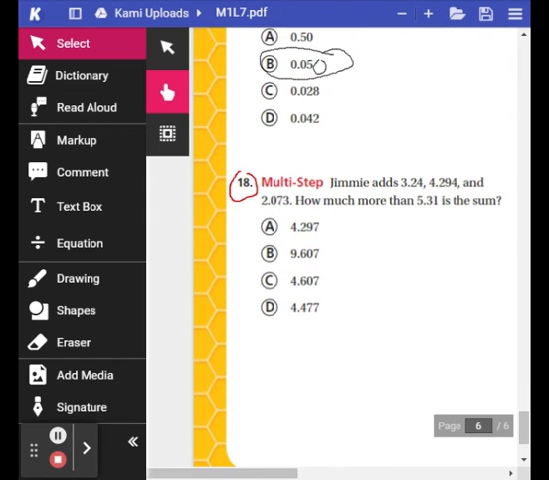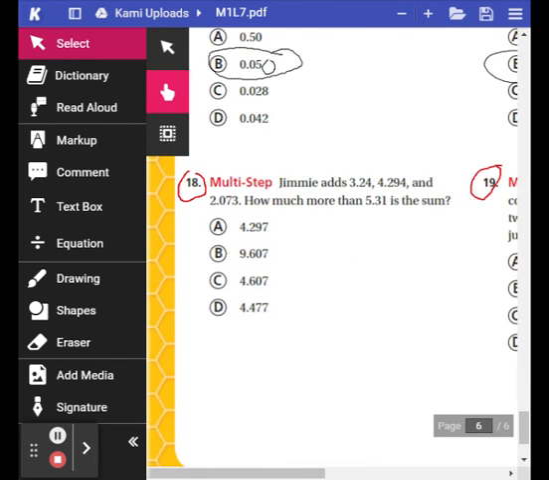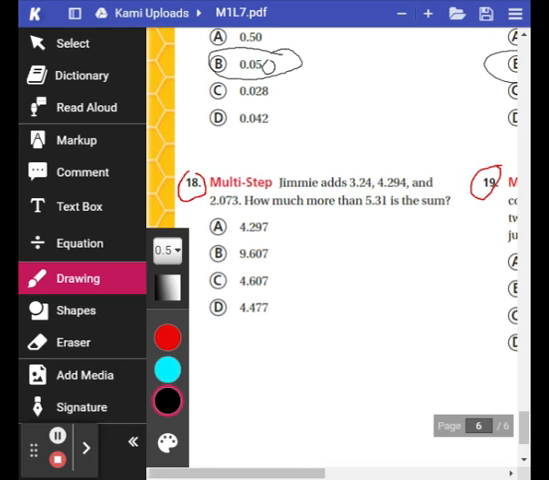Most of them have been the single step, but there were a couple of multi-step ones. So Jimmy adds 3 and 24 hundredths, 4 and 294 thousandths, and 2 and 73 thousandths. How much more than 5 and 31 thousandths is the sum? Okay, so let's take a look at this.